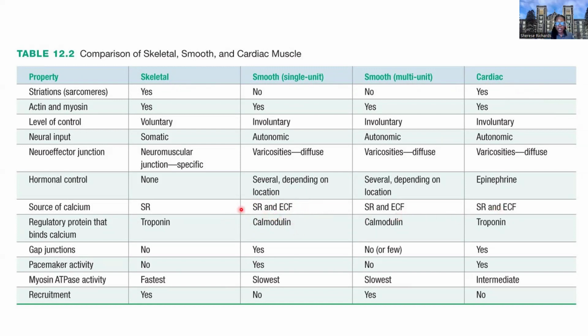And then other features such as the recruitment, only in skeletal and multi-unit. And then looking at the overall structures. So the striations are only in the skeletal muscle and cardiac muscle. And the way that this is innervated will be different, voluntary for skeletal, involuntary for the other types. However, notice that the actin and myosin, the thin and thick filaments, are present in all four of these types. The way they're arranged is different, the way they're regulated is different, but they're seen in all four types.